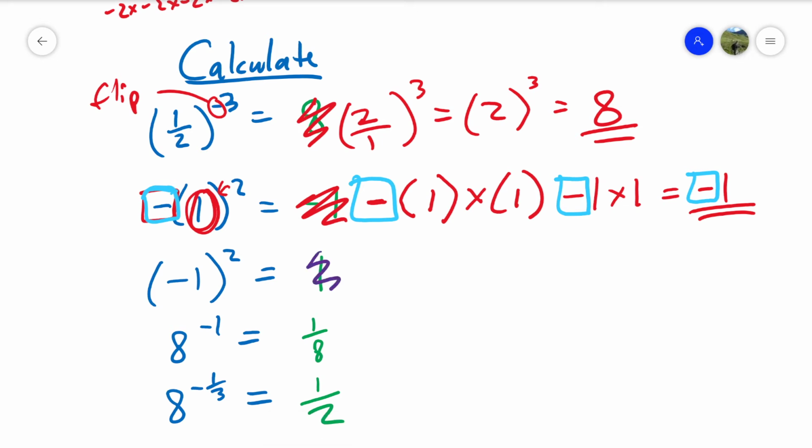However, in the next one, the squared is actually on the bracket, so you get -1 times -1. Oh, look, which is +1, because now the minus is being squared.